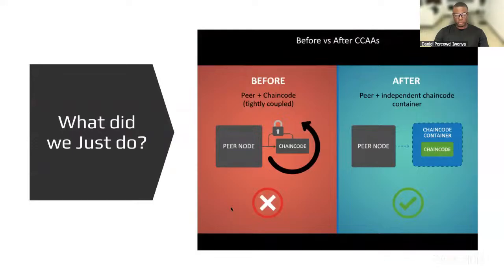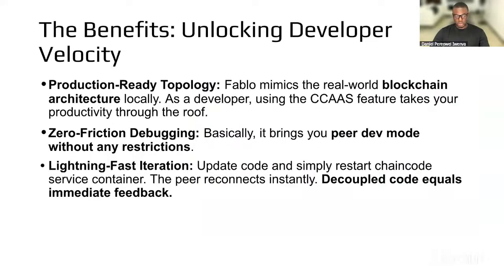So what have we just done? We have moved the chain code from being tightly coupled with the peer node into an independent chain code container, and it works. And what this does for us is it unlocks developer velocity. Naturally, Fablo mimics the real-world blockchain architecture in Hyperledger, and as a developer that's using Chaincode-as-a-Service, it takes your productivity through the roof. There's zero friction debugging.